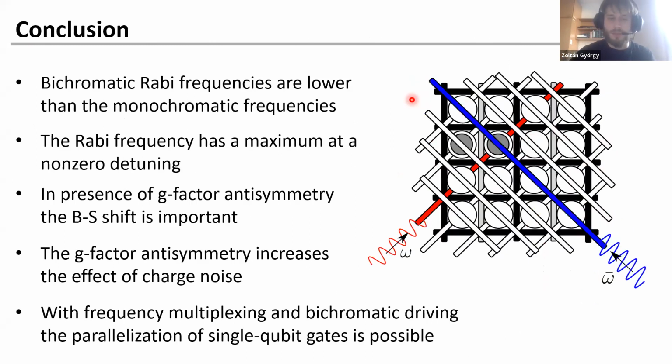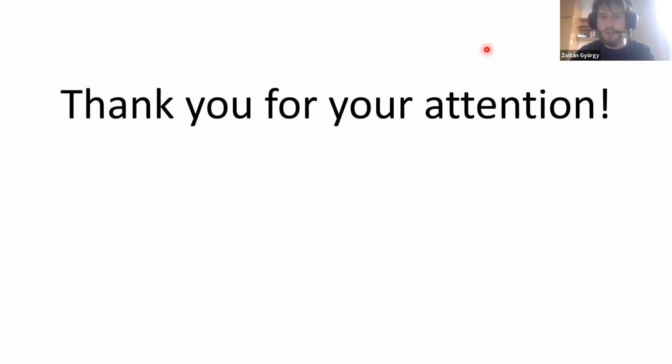So in conclusion, we found that bichromatic Rabi frequencies are lower than the monochromatic ones, and this is the most important disadvantage of bichromatic driving. Another interesting thing is that the Rabi frequency has a maximum at a non-zero detuning, because in the case of monochromatic driving, it has a maximum at zero detuning. And we should try to minimize the G-factor antisymmetry because it causes Bloch-Siegert shift and also increases the harmful effect of the charge noise. And we presented the advantage and the most important application of bichromatic driving and this arrangement in a crossbar architecture, the parallelization of single qubit gates, which is possible if we use frequency multiplexing. Thank you for your attention, and I will gladly answer the questions.